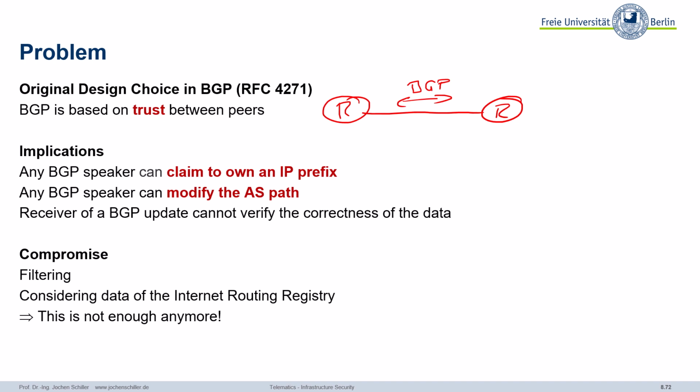What does it mean? Any BGP speaker, so someone that announces something, can simply claim to own a prefix. And any of the speakers can modify the path. And the receiver cannot verify the correctness. So if I simply say, this is the path, the receiver has to believe it. If I say, yeah, sure, I'm the owner of this prefix, the receiver has to believe it.